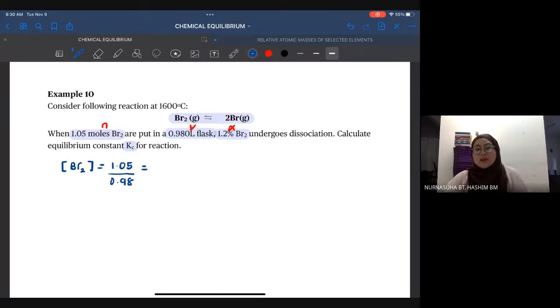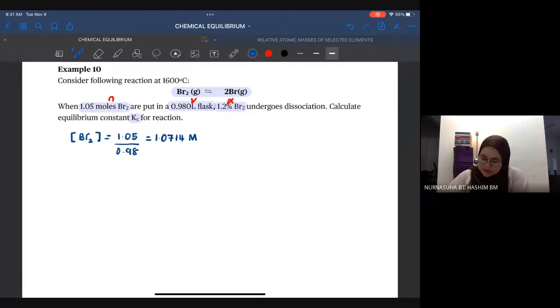Kali ini value yang dia bagi tu apa? Kena kira guna calculator lah. So you should get 1.0714 molar. Okay. So after that, let's do the ice table. Ingat, kalau calculation yang melibatkan alpha ni memang kena guna ice table.